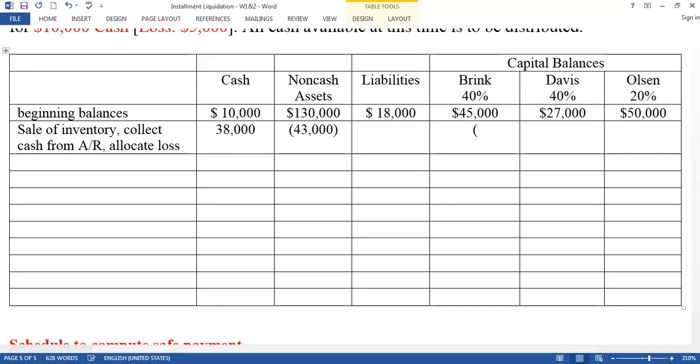So loss is the bad news. So this is going to decrease 2,000. I hope you know how to calculate this. This is 2,000, and this is 1,000 because 20%.